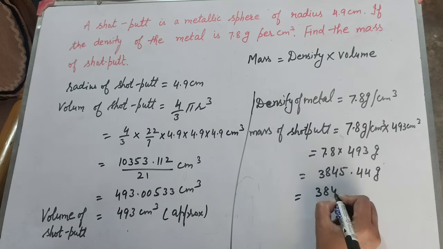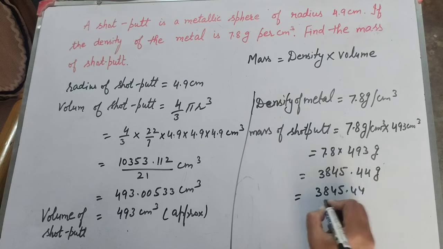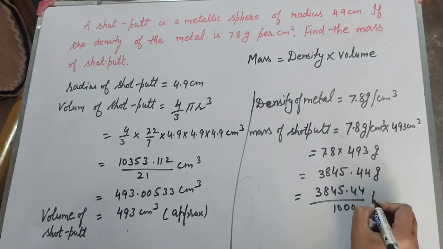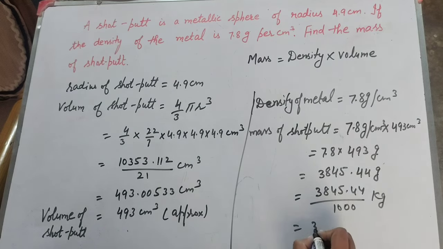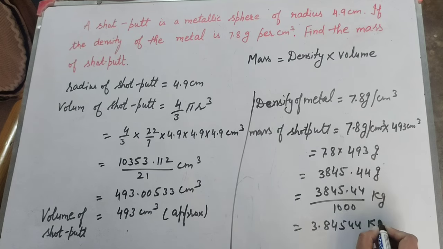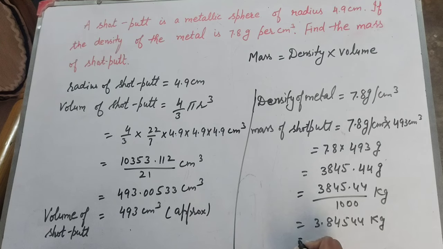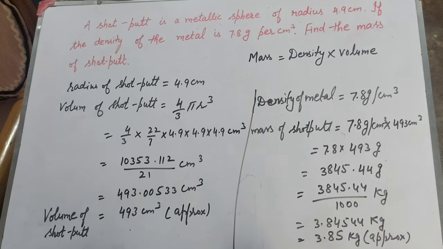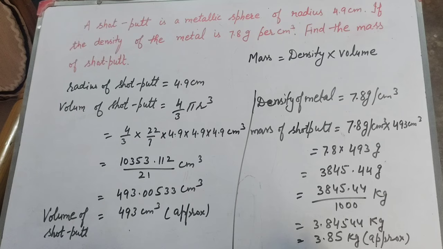Now we change this gram into kilogram. We divide it by 1000. So it is equal to 3.84544 kilogram. So it is equal to 3.85 kilogram approximately. So the mass of the shot put is 3.85 kilogram approximately.